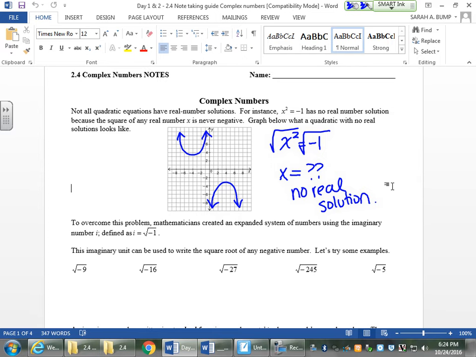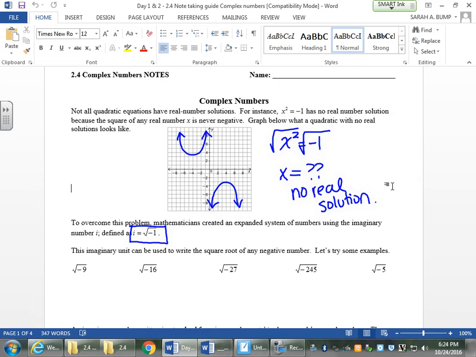So to overcome this problem, mathematicians created an expanded system of numbers using the imaginary number i. You'll see an italicized i. That's the imaginary unit. And it is defined as, please put a circle or a cloud or a square or a box or something around this fact, i is equal to the square root of -1. So anytime you have a negative underneath a radical, your answer is going to have an i involved.